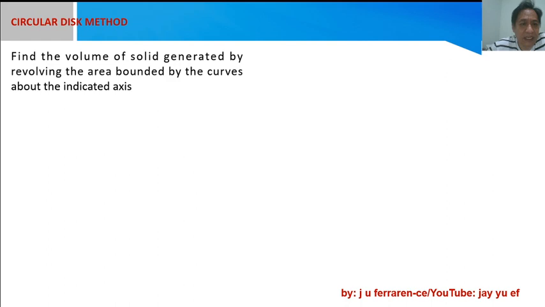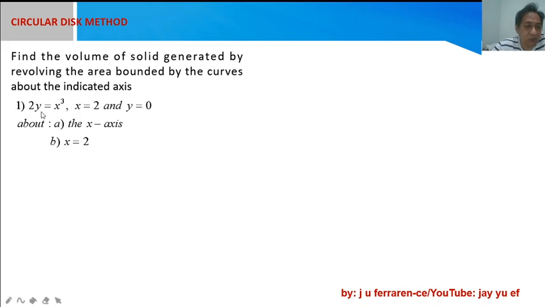Now we are asked to find the volume of the generated solid by revolving the area bounded by the curves about the indicated axis. The boundaries are 2y equals x cubed, x equals 2, and the line y equals 0. Now, in A, this area, which is bounded by this curve, will be revolved about the x-axis. We notice that our x-axis has the equation y equals 0. That means our boundary is also used as the axis of rotation. So, it's really possible that we can apply the circular disk method.